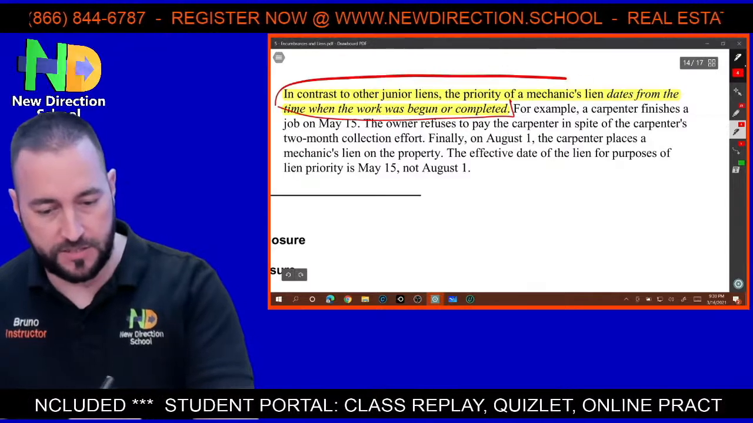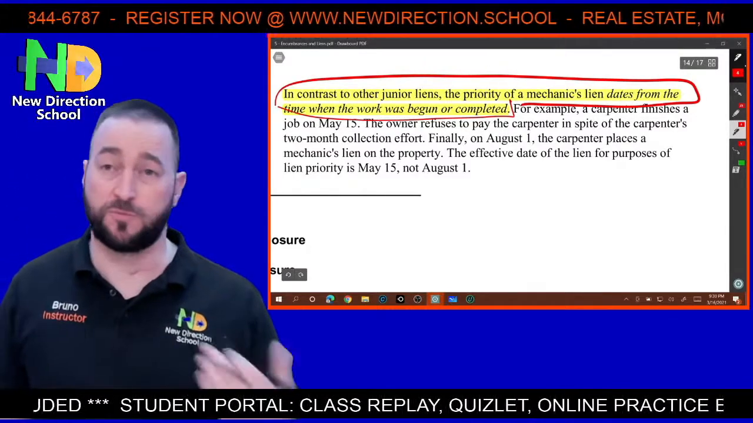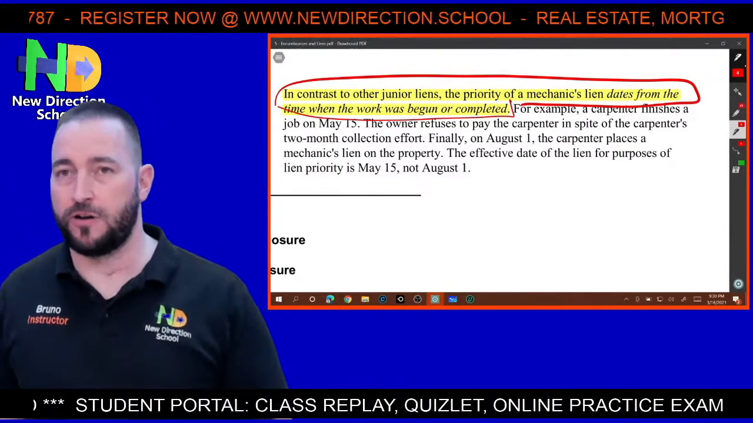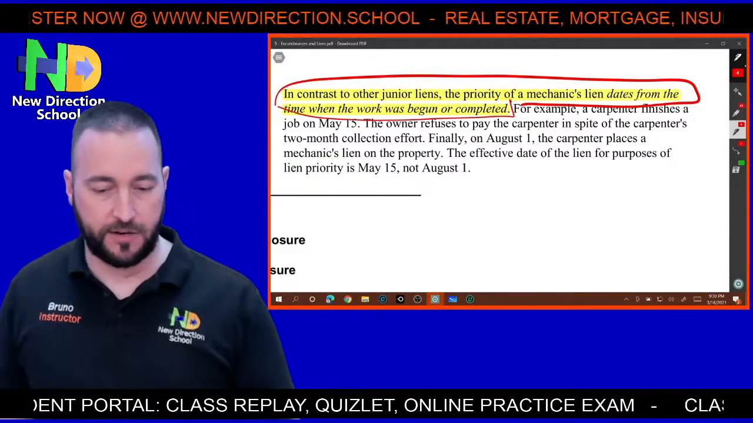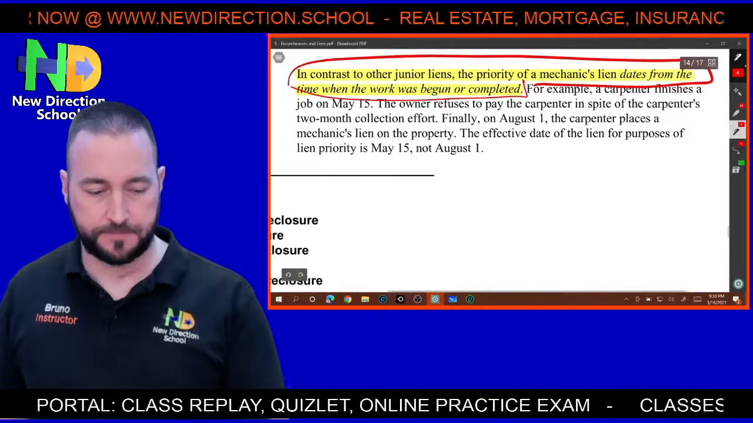Okay, this is what I just said. Mechanics lien has priority based on when it was first delivered or work completed, depending on what the judge determines.